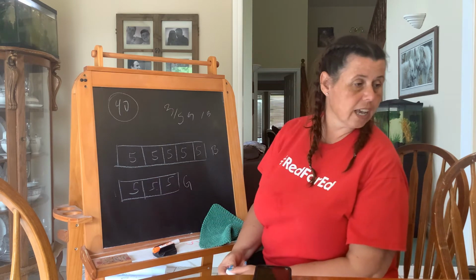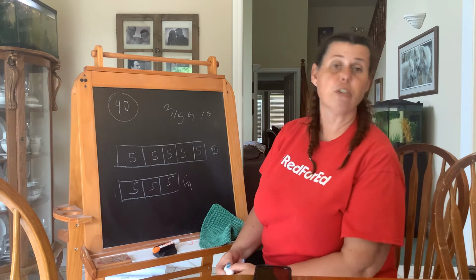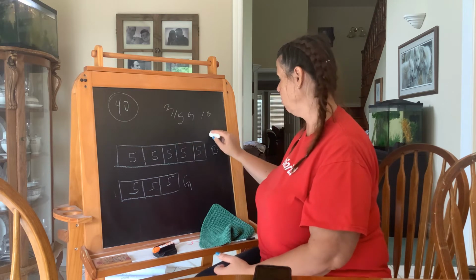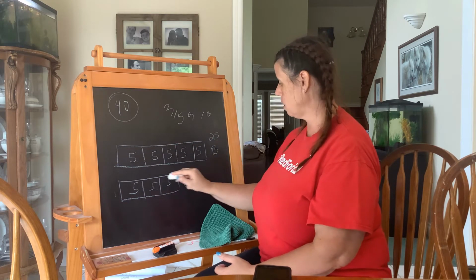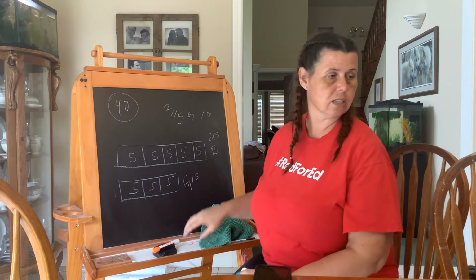So the question asks, find the number of boys. So how many boys are there? 5, 10, 15, 20, 25 boys. It doesn't ask, but there are 15 girls. 15 and 25 is 40. So we know we've got the right answer.